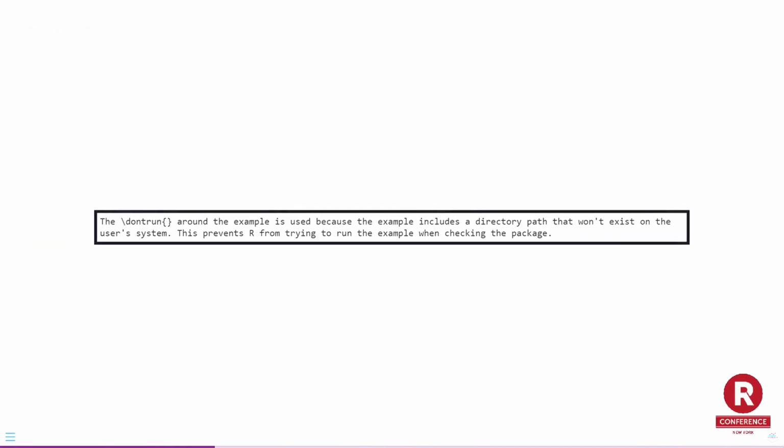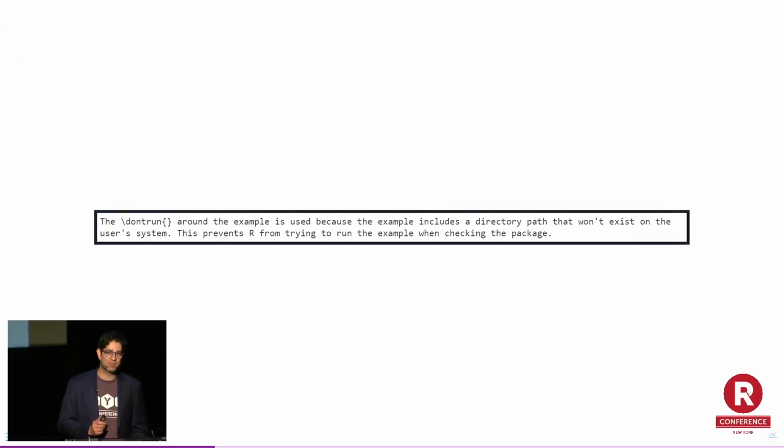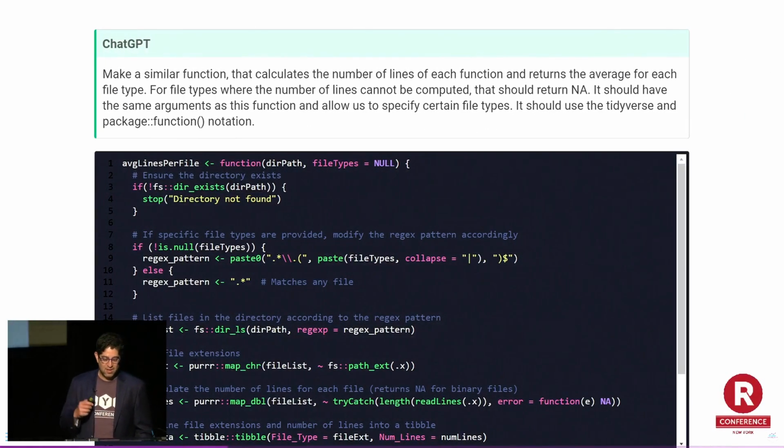It explained dontrun. And that's great, because that's obscure. Not everyone knows dontrun. So it's really great that it explained it in a note. I would have preferred that it wrapped the dontrun inside a donttest, but hey, it's pretty great to begin with. So then I said, make a similar function that calculates the number of lines for each function.